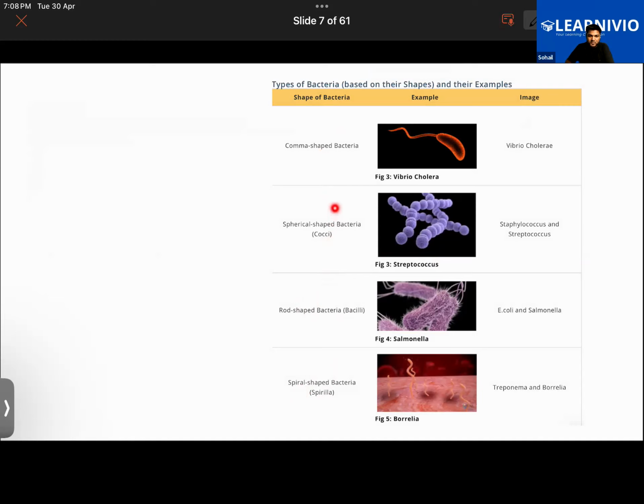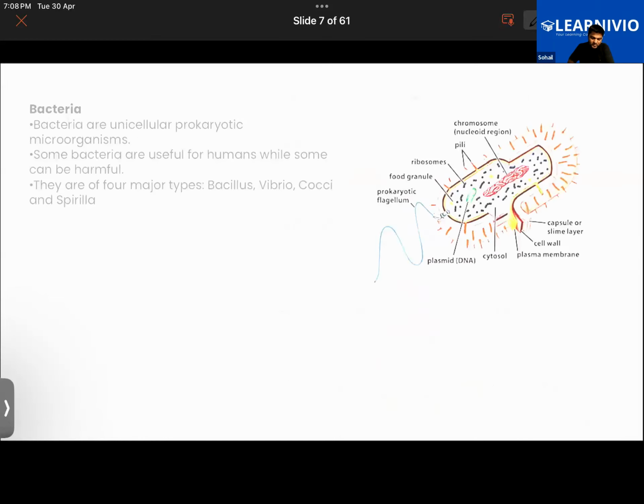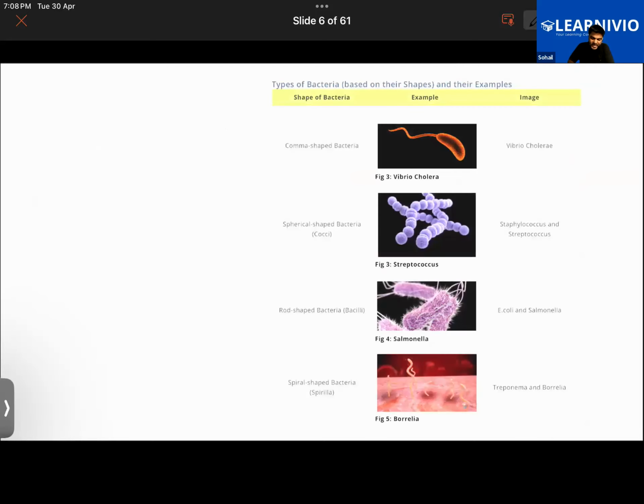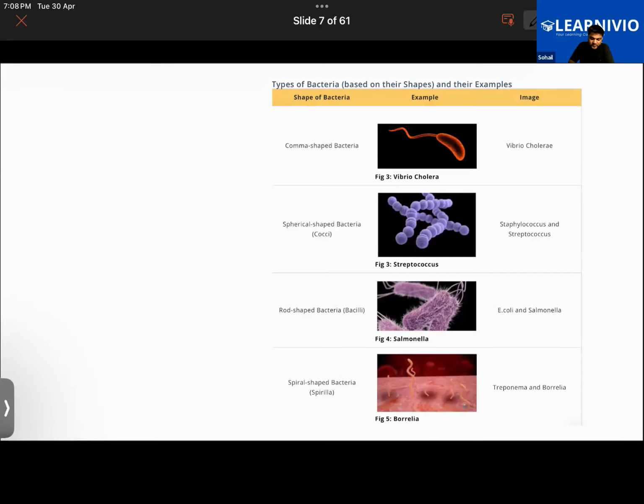Okay, now? Getting it? Let me repeat again. You have the example of Bacillus, Vibrio, cocci, and Spirilla. So one that is having a comma shape, they are the Vibrio. Okay. Then you have cocci, Bacilli, and Spirilla.